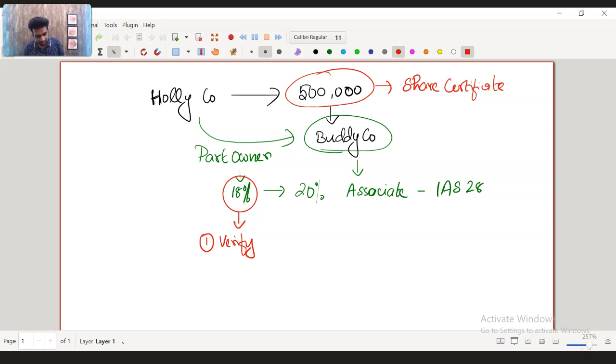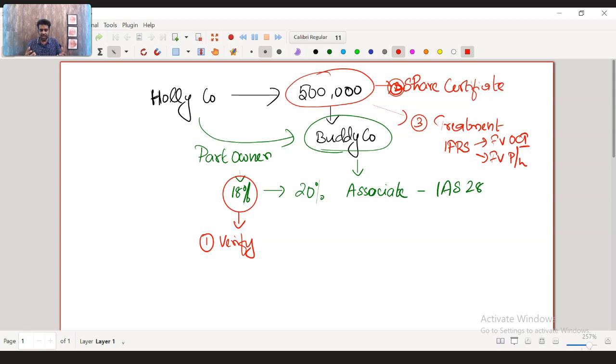And then this 500,000 shares which Wholly Company have purchased, the third thing we need to verify is the treatment of this particular investment. So if it is not IAS 28, then as per IFRS 9, how have you treated it? Have you treated the fair value to OCI or the fair value to P&L? As per IFRS 9, for any investments in shares, equity instruments, we have two options. One is fair value to OCI, another is fair value to P&L.